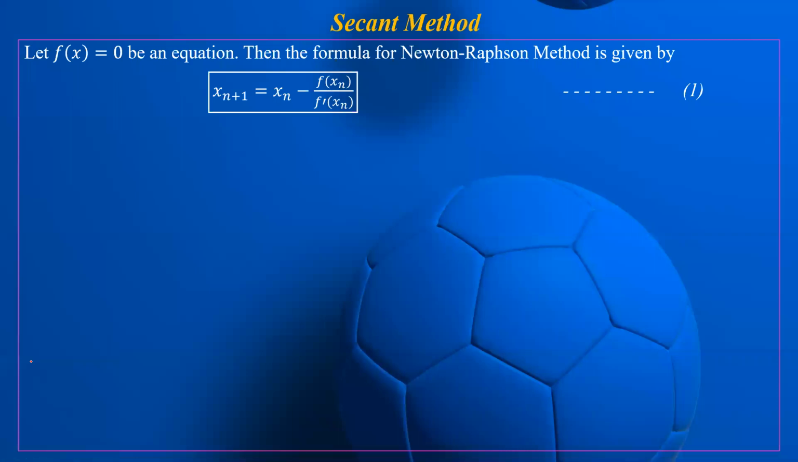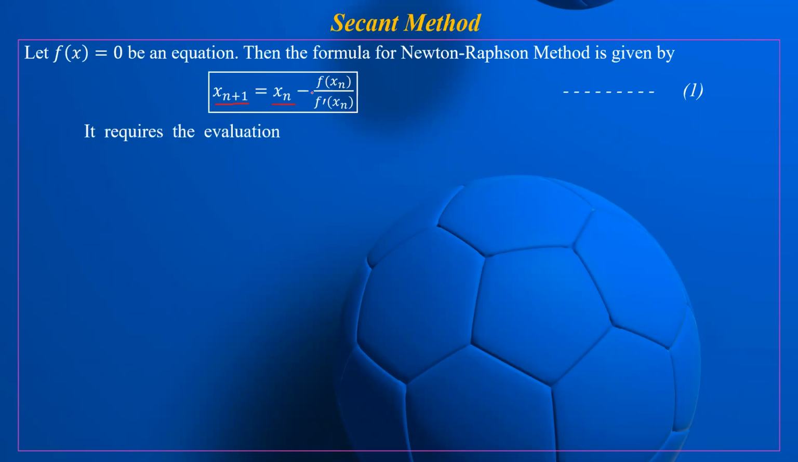Let f of x equal to 0 be an equation. Then the formula for the Newton-Raphson method is given by... So the secant method is what? It is the generalization of the Newton-Raphson method. So we know what the Newton-Raphson method is: x n plus 1 is equal to x n minus f of x n upon f dash of x n.